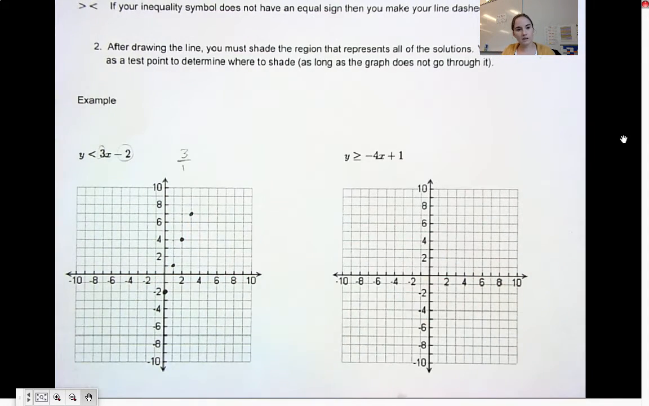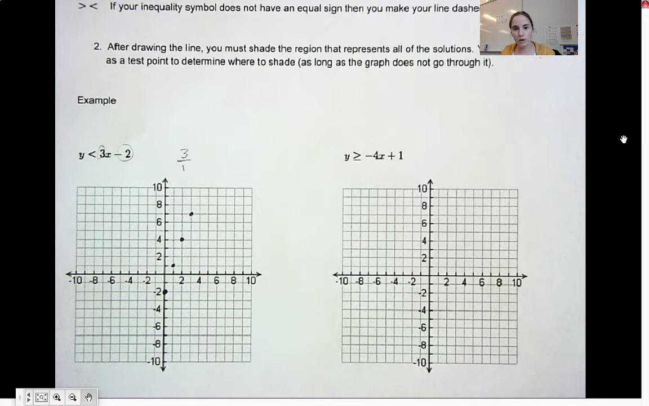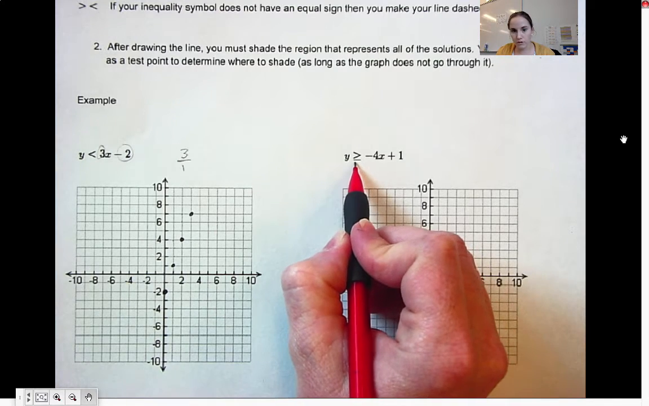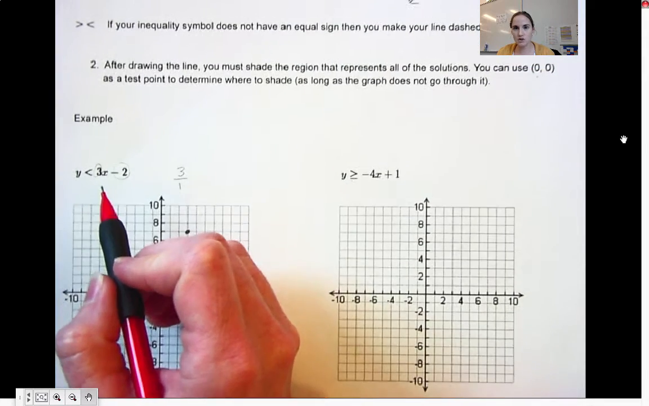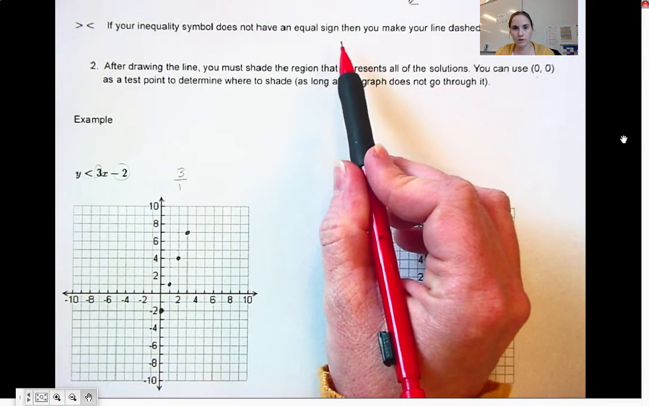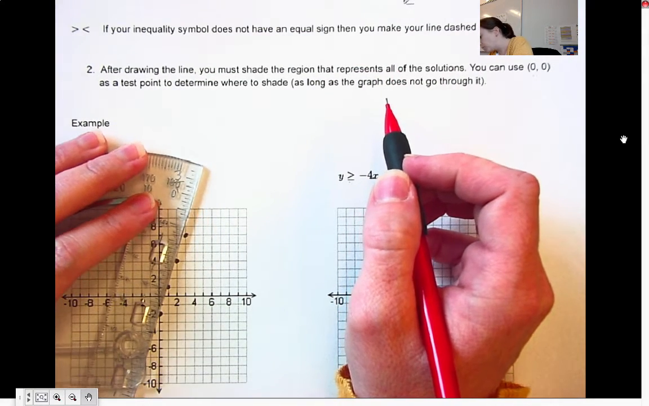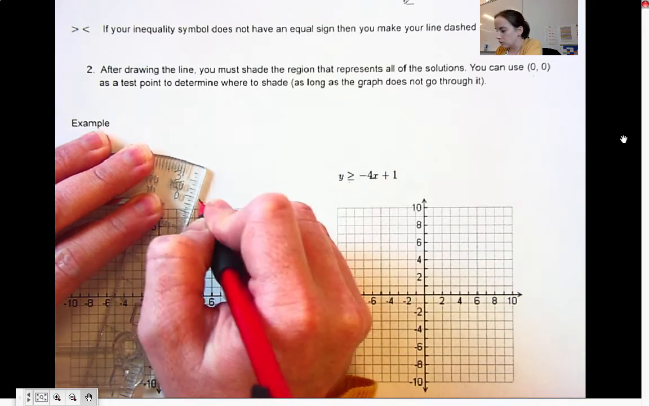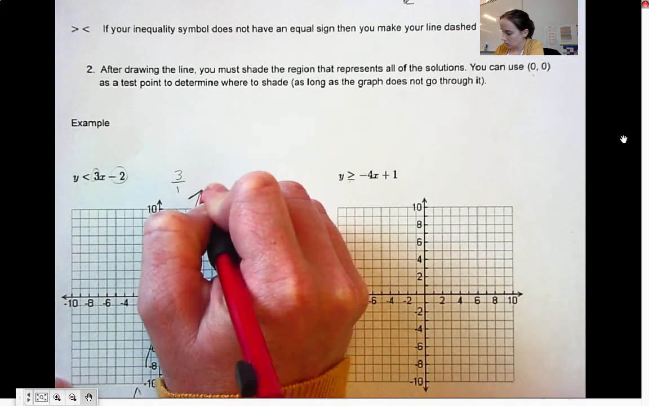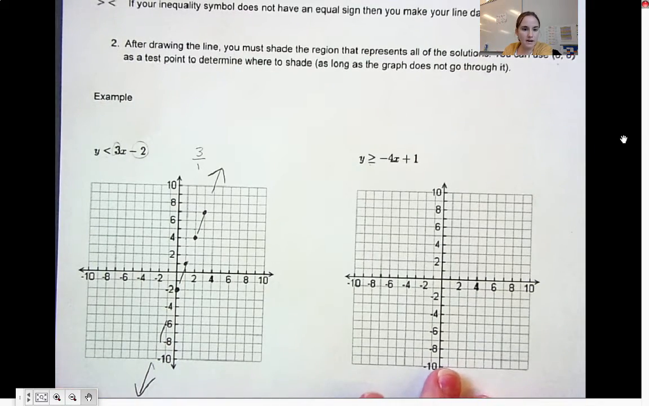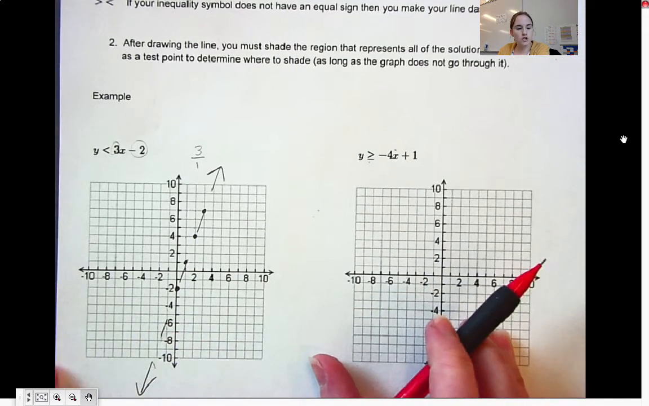And then we're going to connect them, but we need to be careful with the connecting. We're not just going to draw a straight line unless we have an equal to. Over here it's equal, but on this one it's just less than. So we need to make sure that we do a dashed or dotted line because it follows this rule. Line it up. Please use a ruler or a straight edge. So now I have a dashed line, and now I need to shade.